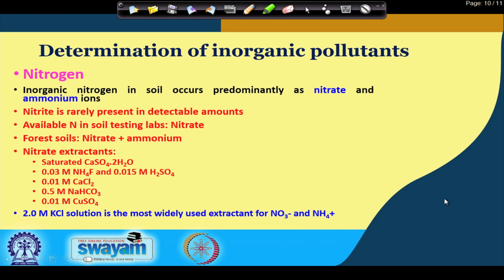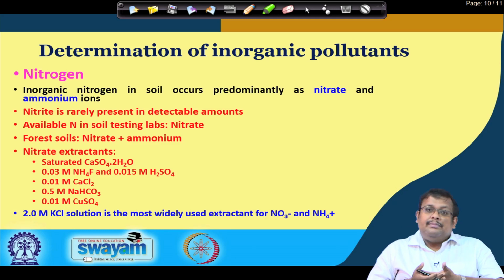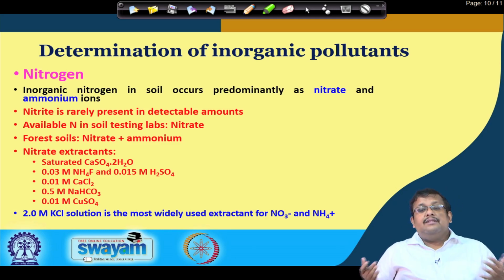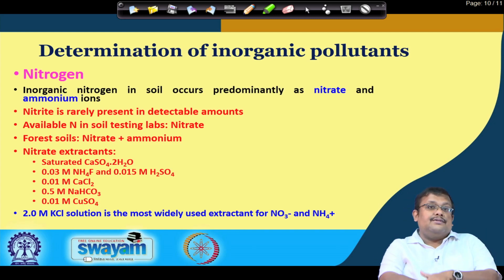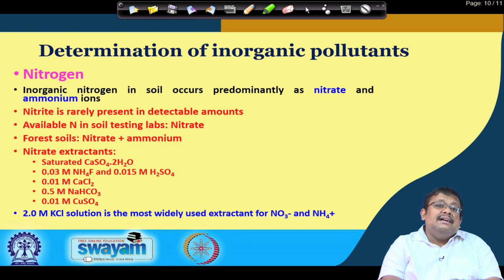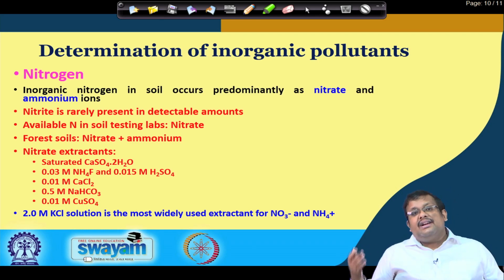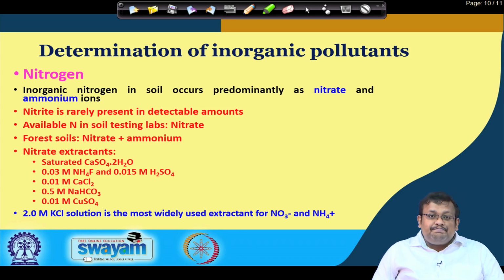So, we have covered the choices of techniques, criteria for the choices of the techniques, and then sample preparation. Now, let us start the determination of different inorganic pollutants, beginning with nitrogen. Inorganic nitrogen in soil occurs predominantly as nitrate and ammonium ions. Nitrite is very rarely present in detectable quantities. Generally, in the soil, nitrate and ammonium ions are present.